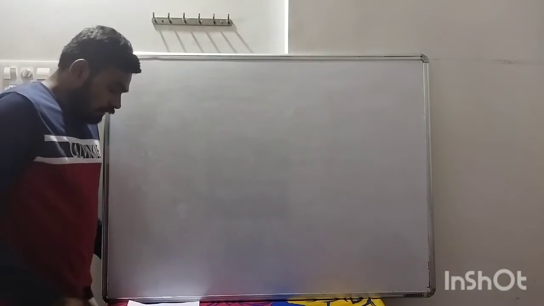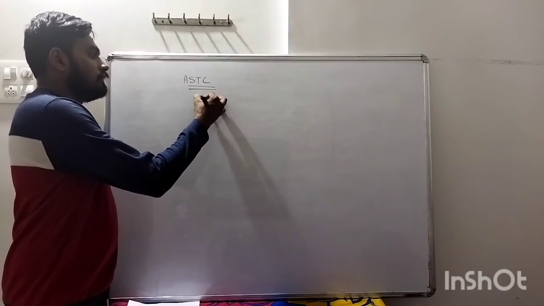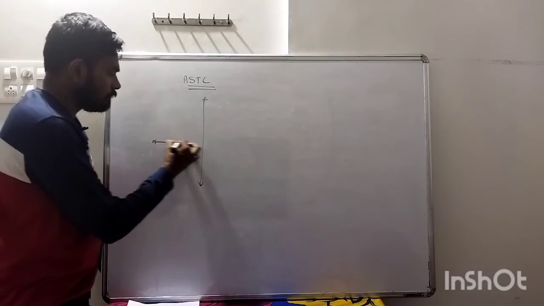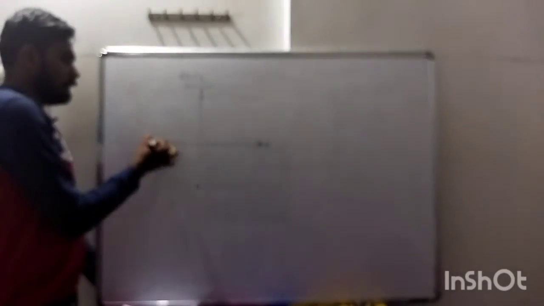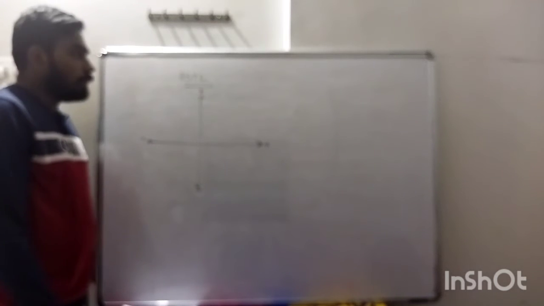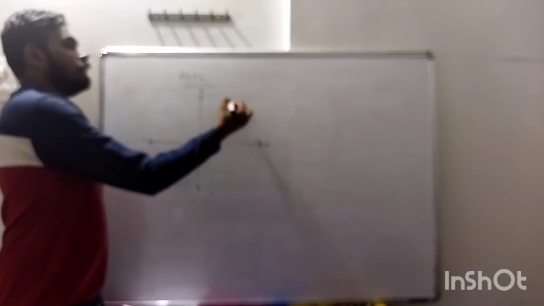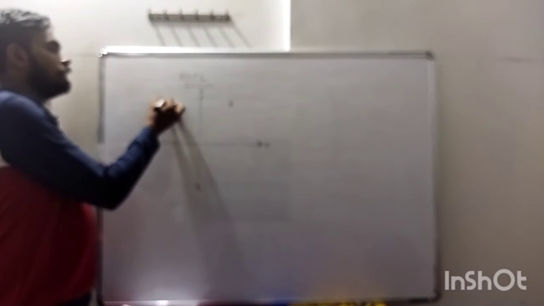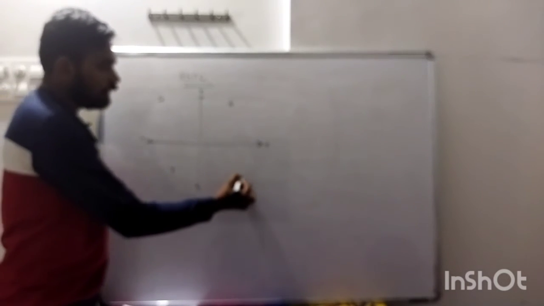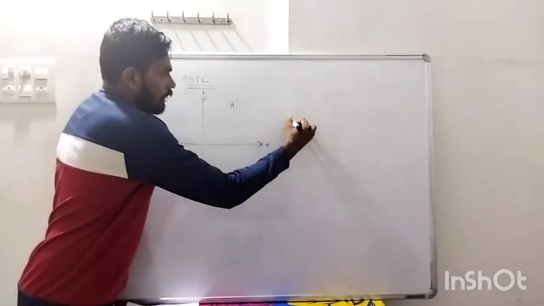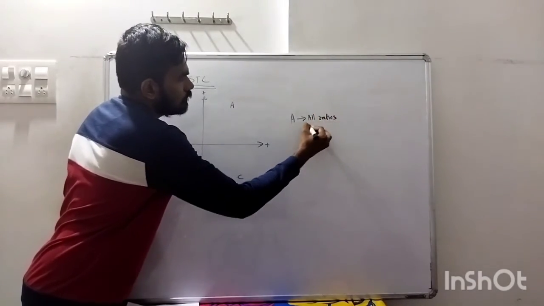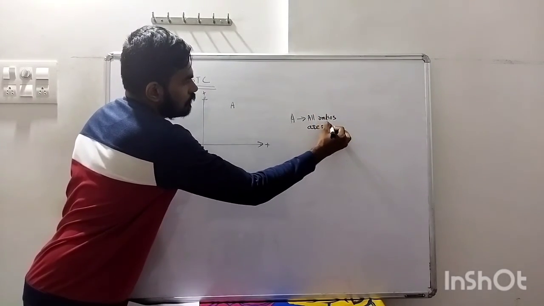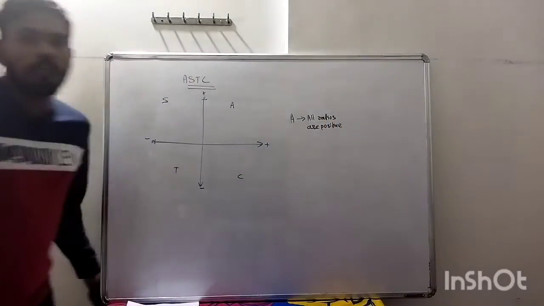Next, I will teach you what is ASTC. Okay, what we do? This is plus, this is plus, this is minus, this is minus. And in the first quadrant, we write A. In the second quadrant, we write S. Third quadrant, we write T. Fourth quadrant, we write C. What is the meaning of this? I will write here. A means all ratios are positive. Means what? In the first quadrant.